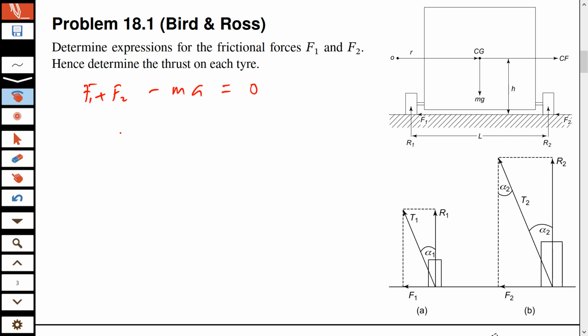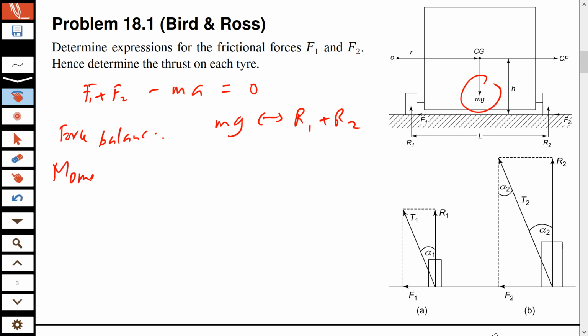The advantage of this is that you can now also introduce the force balance. और force balance ये है कि mg और जो यहाँ पे R1 R2 है, you can set up a force balance between these two, and then you can set up a moment balance. Moment balance में ये है कि you can have moment balance about this point of contact. तो उसमें से R2 निकल जाएगा.